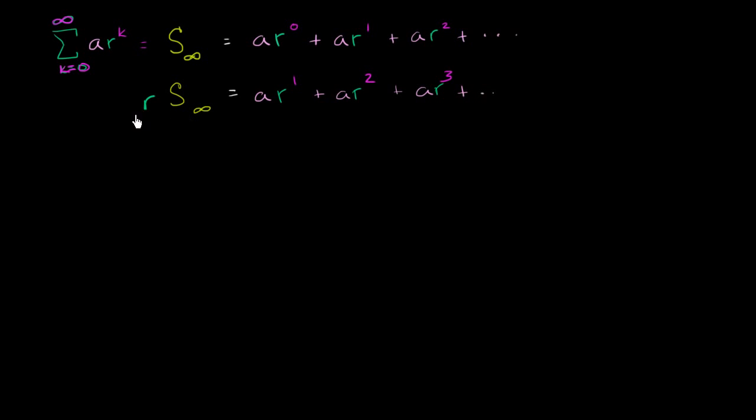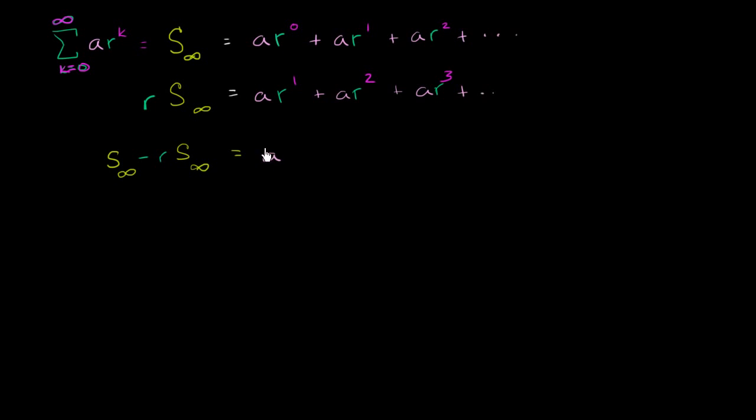Now what happens if we were to subtract this sum from this top sum? So on the left-hand side, we could express that as S sub infinity minus our common ratio times S sub infinity. That is going to be equal to, when you subtract, a times r to the 0 power, which is really just the same thing as a. A times r to the 0 is just a times 1, which is a.